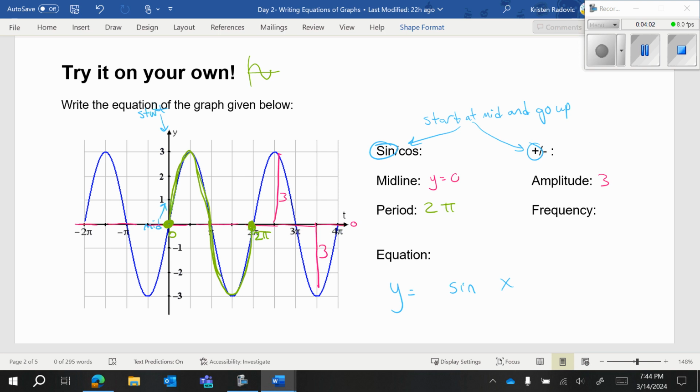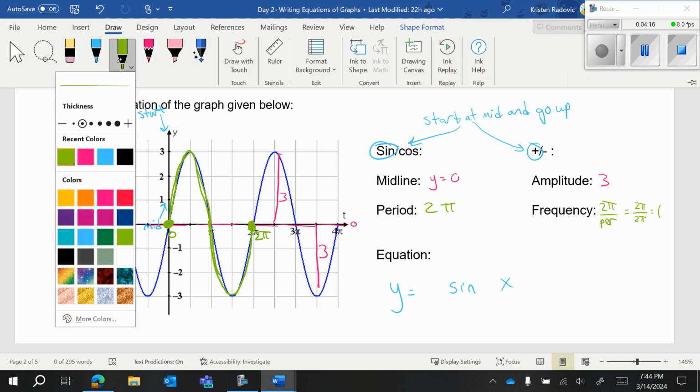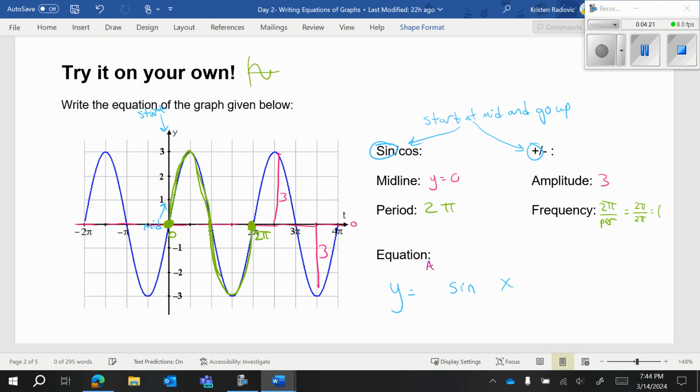You've got to solve for your frequency. Your frequency is 2 pi over the period. 2 pi over 2 pi is a frequency of 1. Now, if you struggle with remembering what goes where, remember the phrase AFM: amplitude, frequency, midline. Your amplitude was 3, your frequency was 1, your midline is plus 0. You could write this as 3 sine of x. That would be your equation.